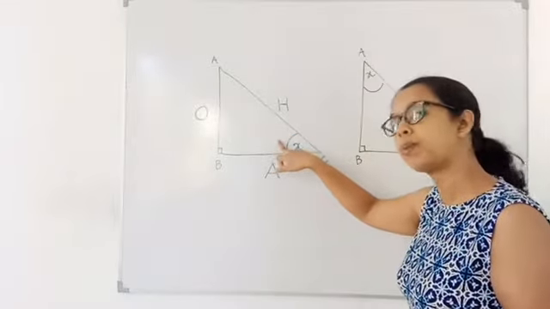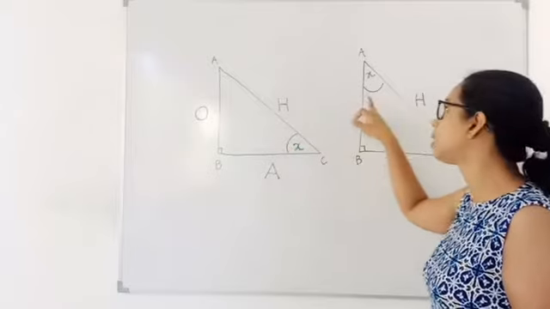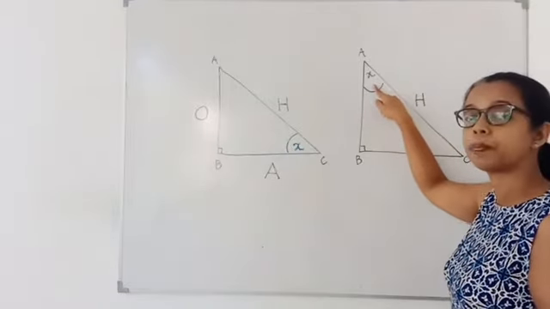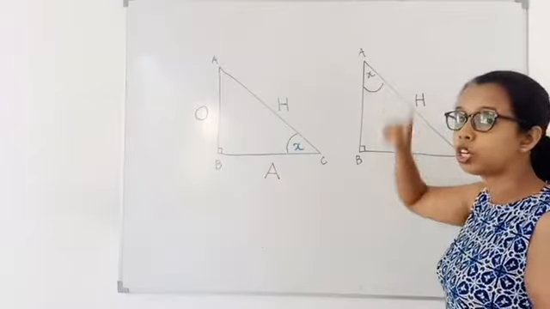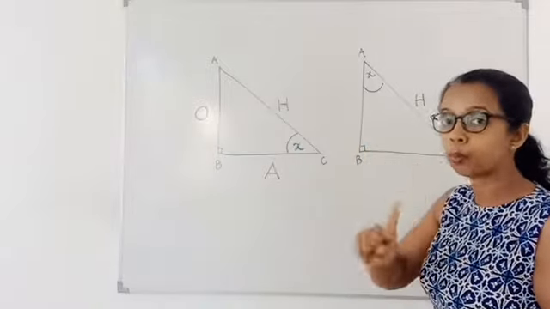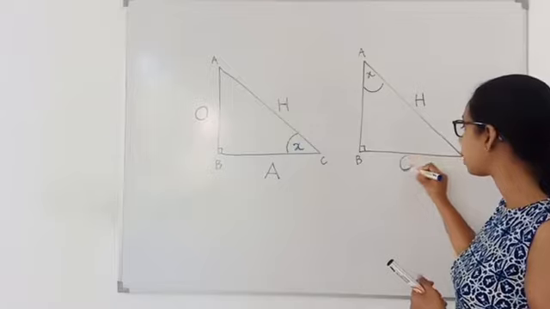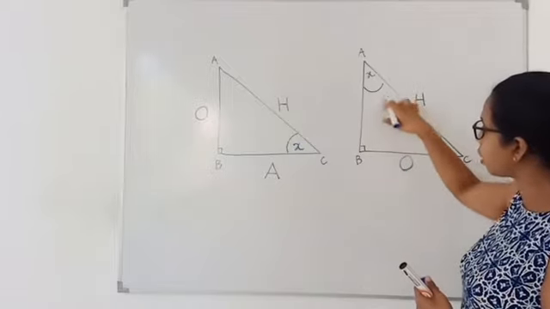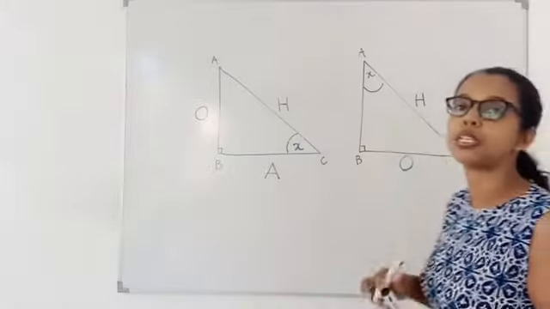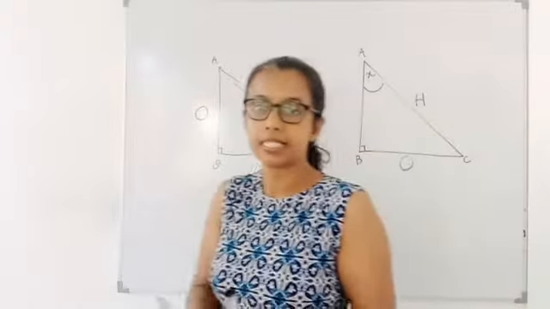Now what happened to my selected angle? I selected x here. Then according to the definition, the opposite side should be BC. Why? That is the side you can find exactly opposite to the angle x, or the selected angle.